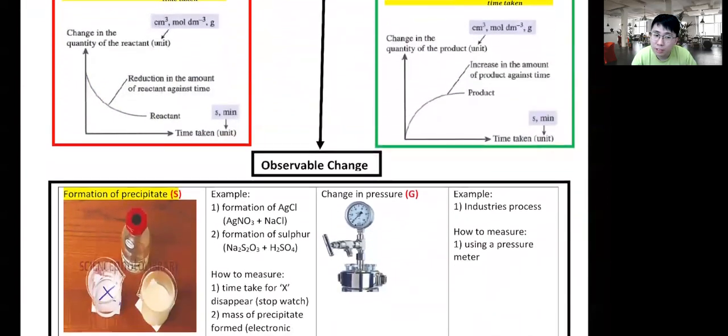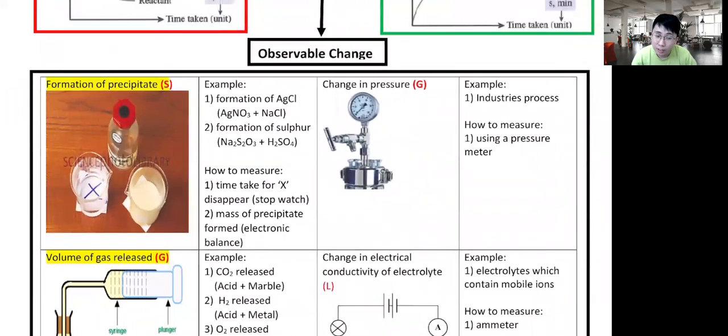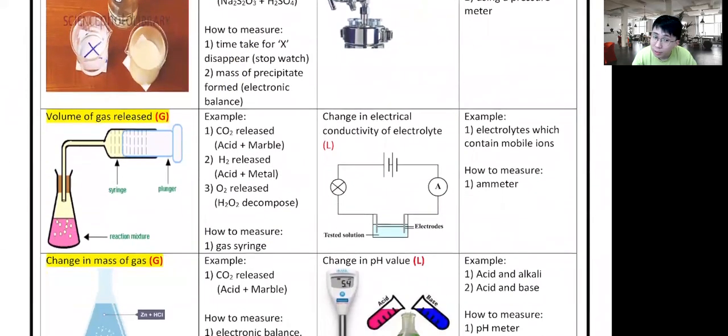Okay, so of course you can see from here, as I mentioned, if you produce a solid, it's best to measure the mass and the time. You can take mass over time to find the rate of reaction. If you have a gas as your product, you use a gas syringe.